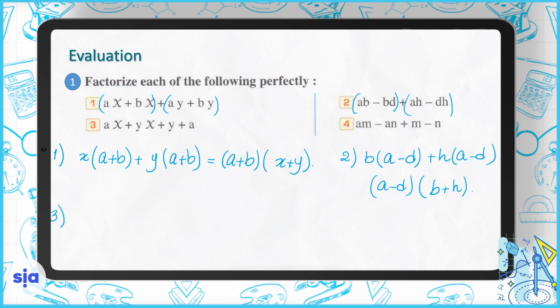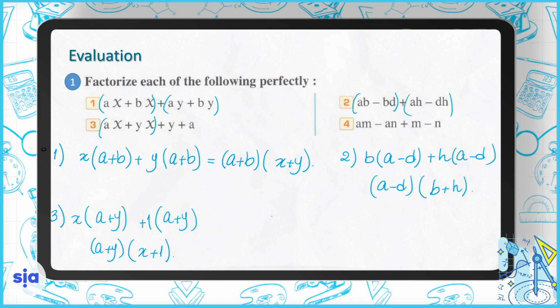Question 3, we group also this to do the factorization. So the first bracket will have x as a common factor, and what's left is a plus y, where the second bracket, y plus a is the same as a plus y, and now there is no HCF, so the HCF is 1. So a plus y is the common bracket, and the singles are x plus 1.